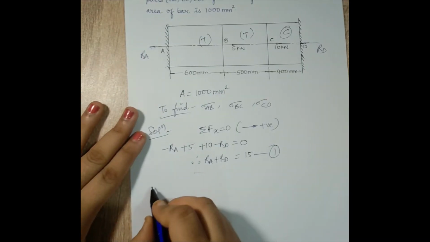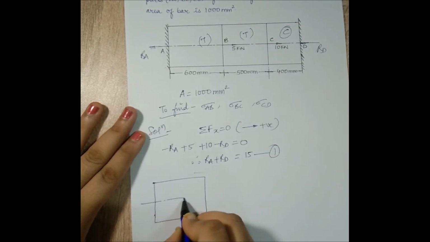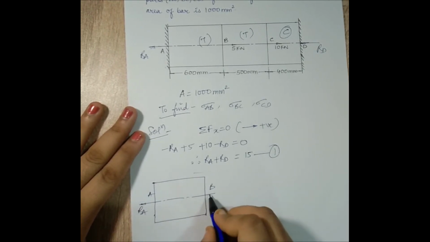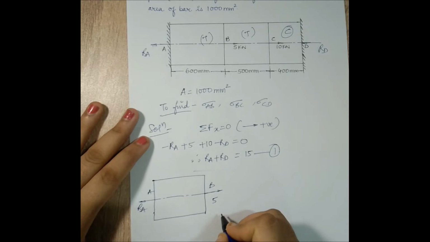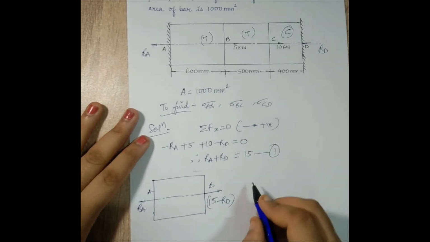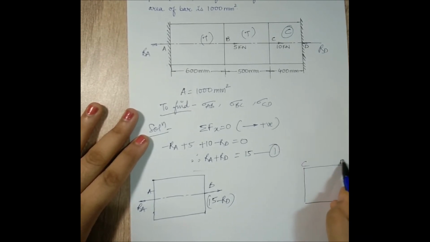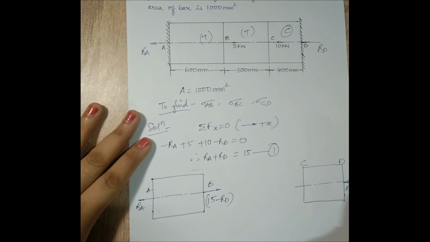Okay, I'll draw the FBDs. This is A to B. One side is RA. On the other side, if I draw, it will obviously be tensile. I have 5 pulling the section plus 10 pulling the section and RD is compressing the section. So I get 15 minus RD to the right. When I talk about section C to D, to the left I have drawn RD as compressive. So obviously from this end also I am going to have a compressive effect.